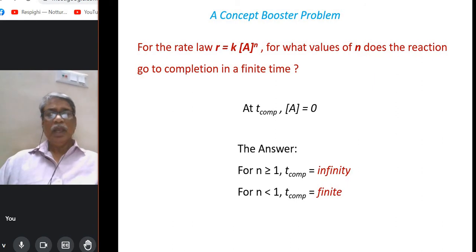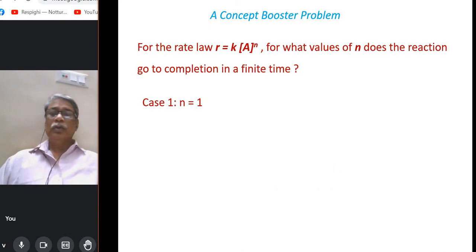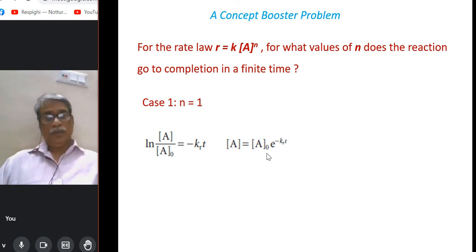As I promised you, we'll discuss today a few review equations and concepts. So case 1, n equals 1. It's rather simple because we can use the integrated rate law, A equal to A0 e to the minus kt. So when A becomes 0, this equation itself suggests that only at t equal to infinity, e to the minus infinity gives you 0, so A would be 0. So it takes infinite time for completion, but that is for n equal to 1. So what are the other possibilities?